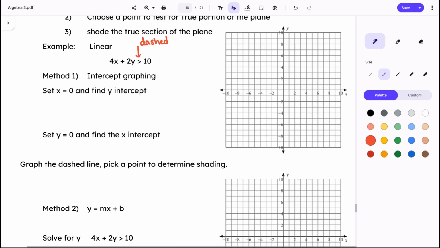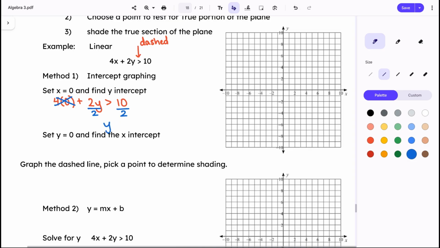Okay. There's a couple ways that we could graph this. The first method is to use the intercepts. So if you don't want to have to rewrite the equation in slope-intercept form, you want to just use it the way that it's written right now, we can find the intercepts and then graph those 2 points. So remember, to find your y-intercept, that's when you put a 0 in for your x. So on my equation up here, I would put 4 times 0 plus 2y is greater than 10. When you put in the 0, it should get rid of that term. That's kind of why we do that. And so we'd have 2y is greater than 10. If I divide by 2 on both sides, then I get y is greater than 5.